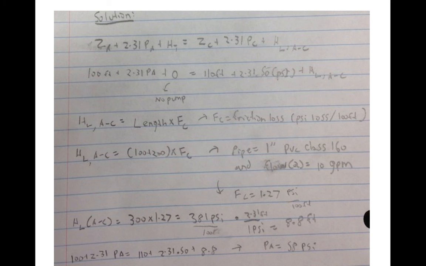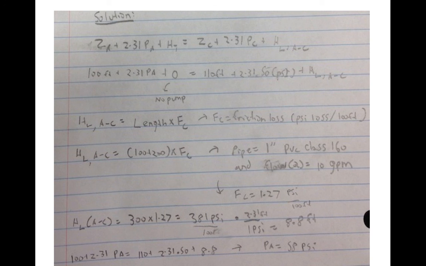You can see here that we have our traditional equation set up, where we have our height at A, which was 100 feet, our 2.31, and pressure A is what we're trying to find. And HT is 0 because in order to have an HT, you need to be going through a pump, and there's no pump in this problem. Then at C, our elevation was 110 feet. Our pressure at C was 50 psi. And then at the end, we have our friction loss.